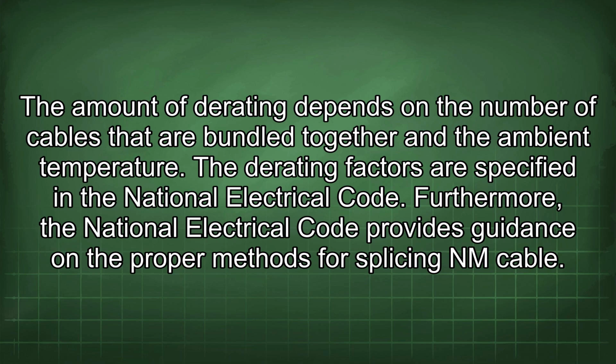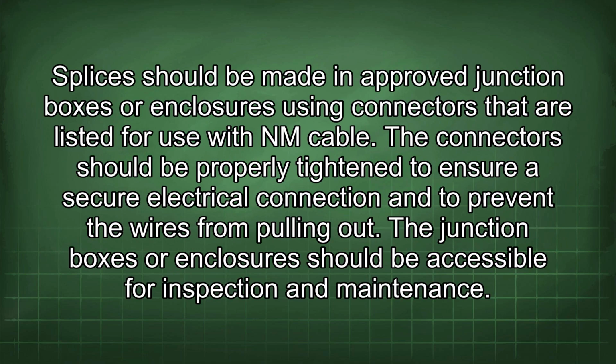Furthermore, the National Electrical Code provides guidance on the proper methods for splicing NM cable. Splices should be made in approved junction boxes or enclosures using connectors that are listed for use with NM cable. The connectors should be properly tightened to ensure a secure electrical connection and to prevent the wires from pulling out. The junction boxes or enclosures should be accessible for inspection and maintenance.